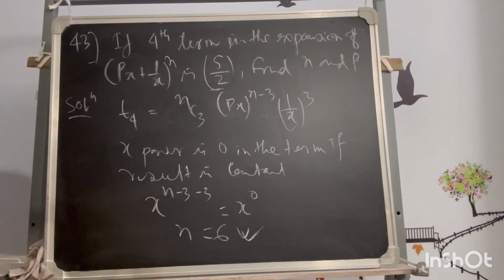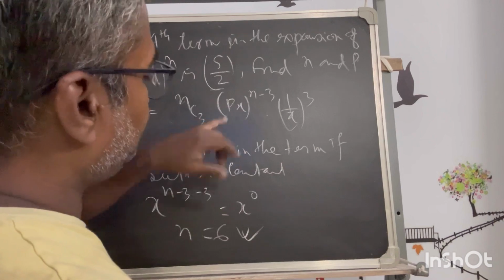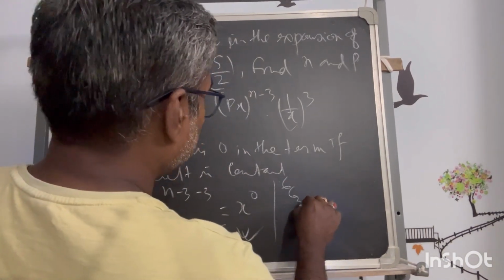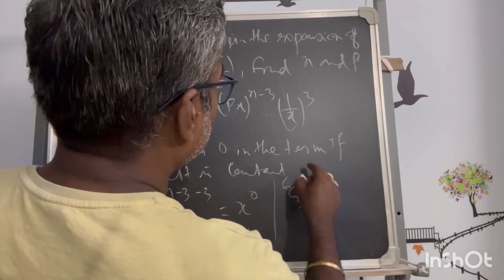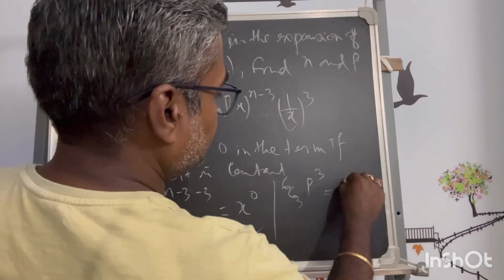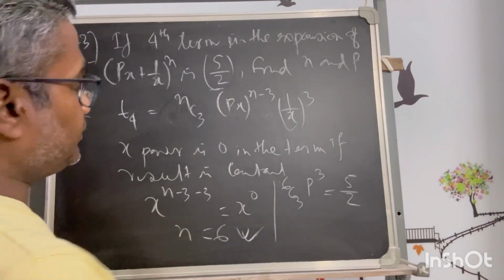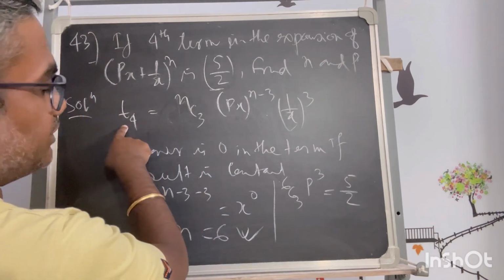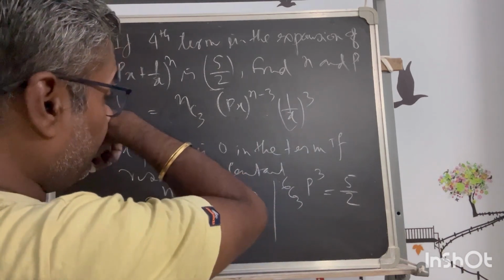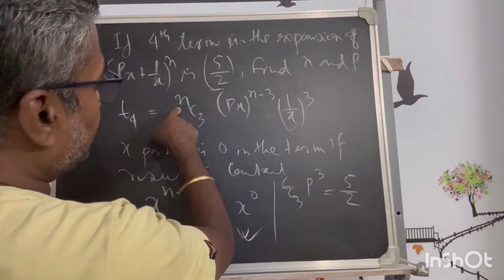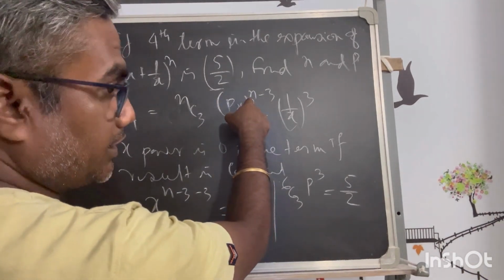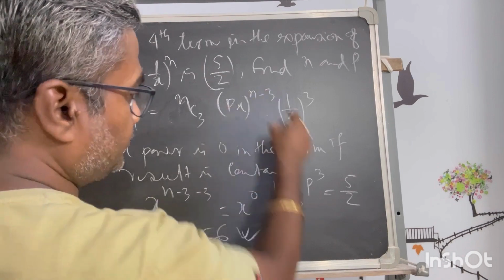So now the next part is very easy. What you have to find is p. Now n is 6, and the value of this term, the T4 term, is equal to 5 by 2. I know the x power is 0, so I need not calculate anything with x. N value is equal to 6 here, so 6C3, and p will be, if I put n equal to 6, minus 3, so p to the power 3. So this will be the case.